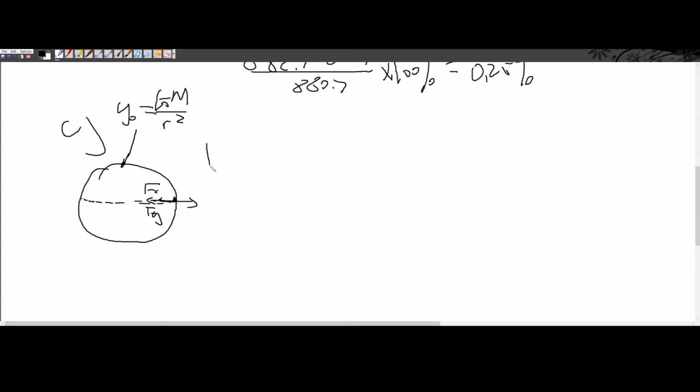So your normal force usually is equal to Fg, right? Just like on the poles, it's this. But on the equator, N is equal to Fg minus Fc.